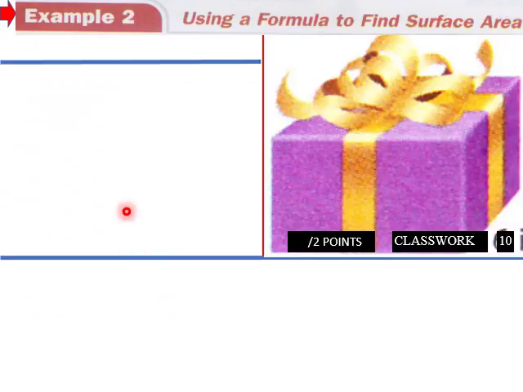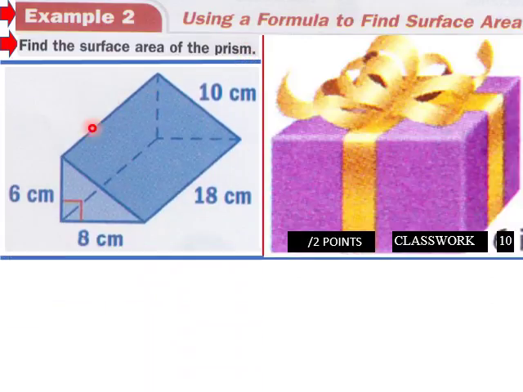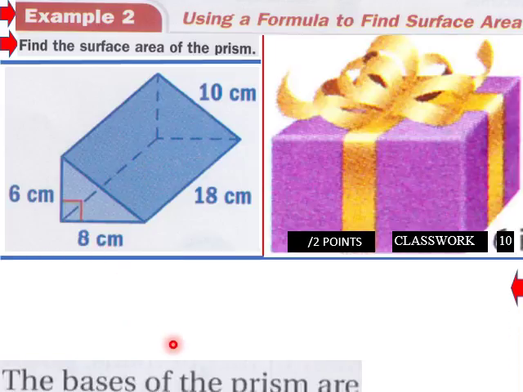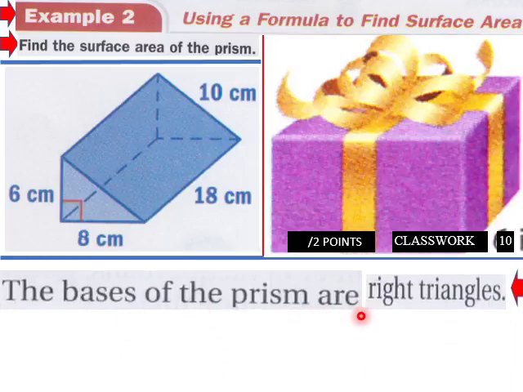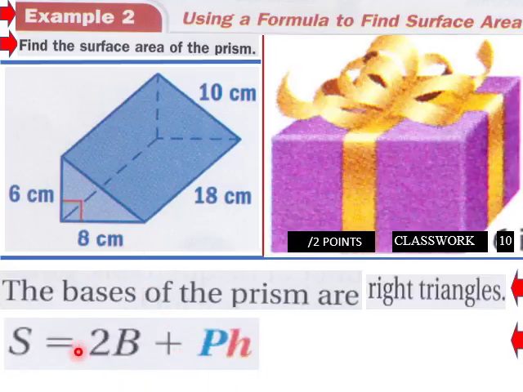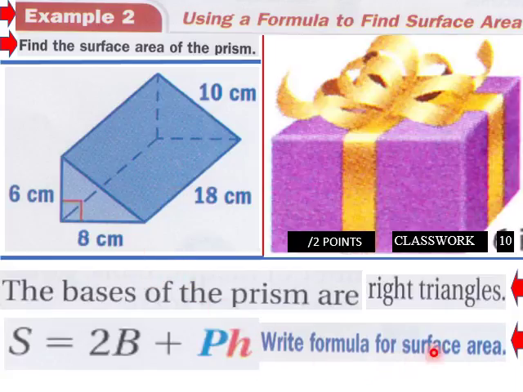Okay, our next example. Using a formula to find surface area. Find the surface area of this prism here. The bases of the prism are right triangles. So here's one base, and then here's your other base. What's the area of a triangle? The surface area formula would be S equals 2B plus PH. We're going to use the same thing that we did on that rectangular box. So write the formula for surface area, 2B plus PH.